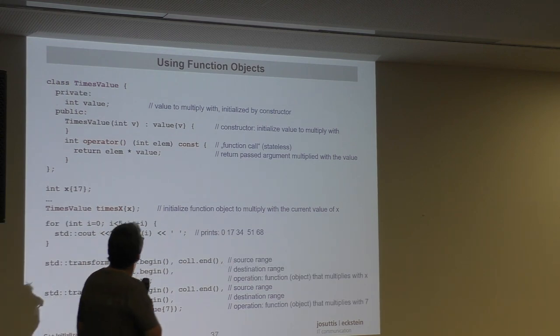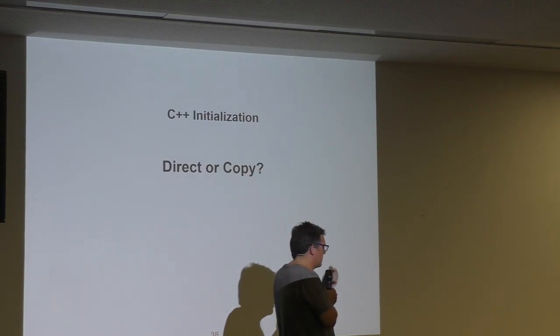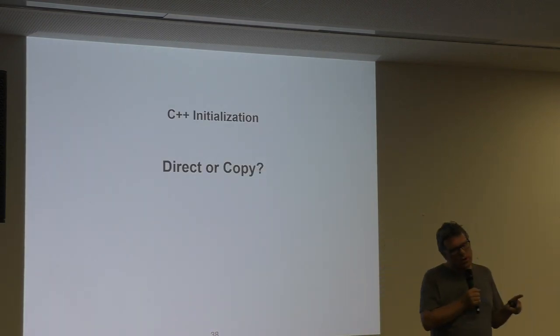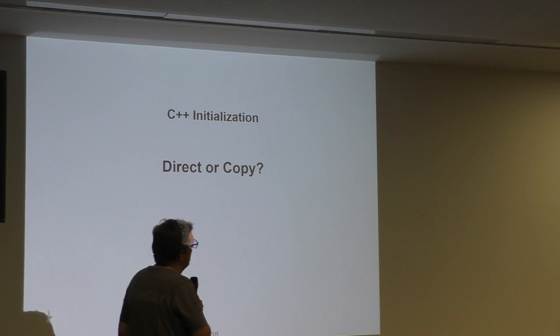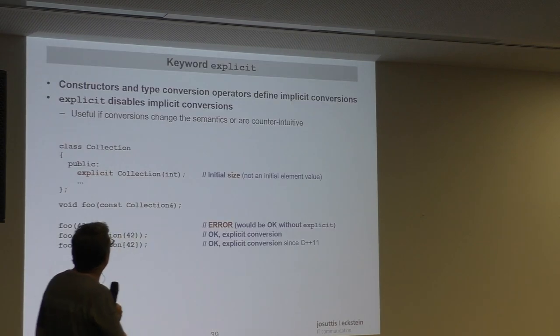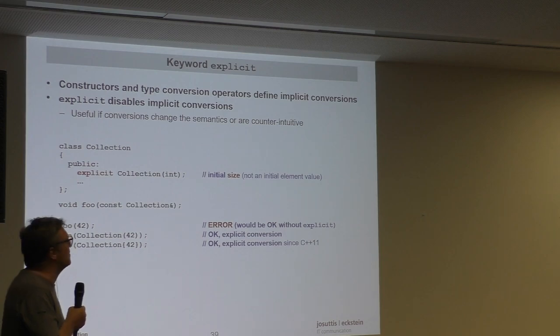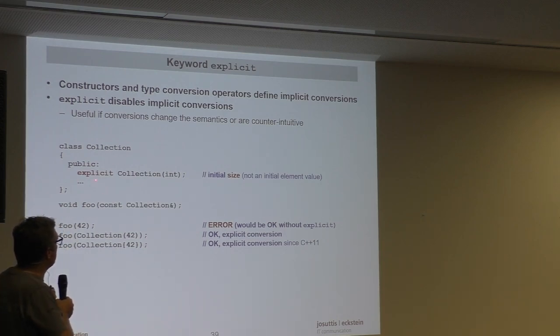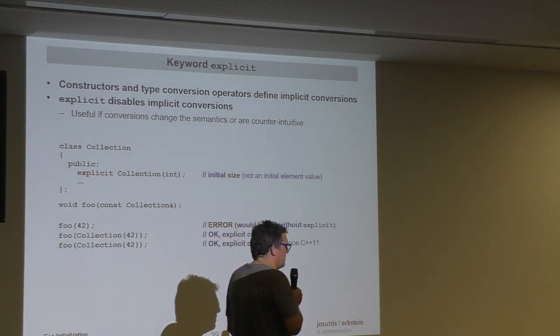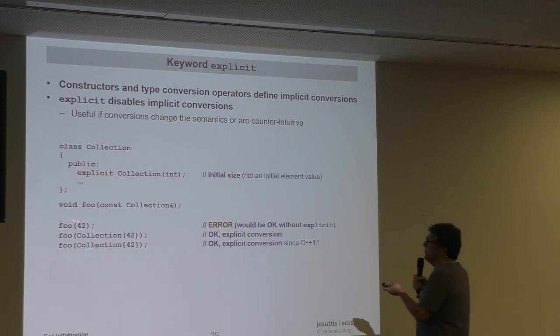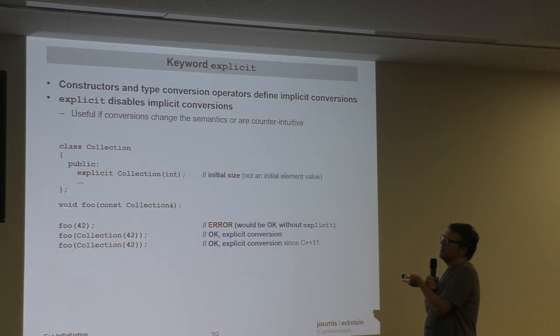Okay? Good. So, you see where I'm going. I propose that brace initialization is better than anything else. So, should we use an equal sign or not? Well, we have to talk about explicit. Explicit means that you have no implicit type conversions. So, if you have a constructor being explicit, it says, if your function takes an object of your type, you can't pass something that is implicitly converting to this. You have to explicitly convert it.